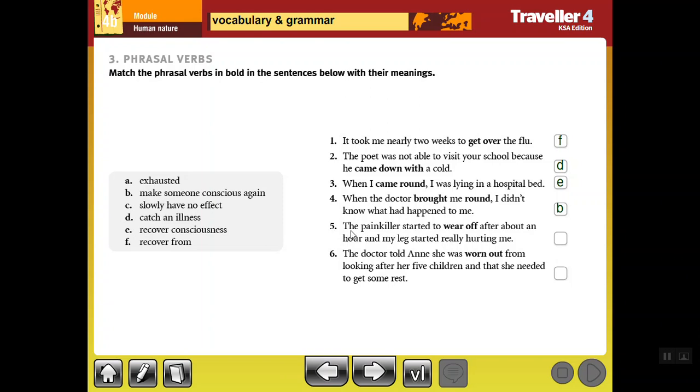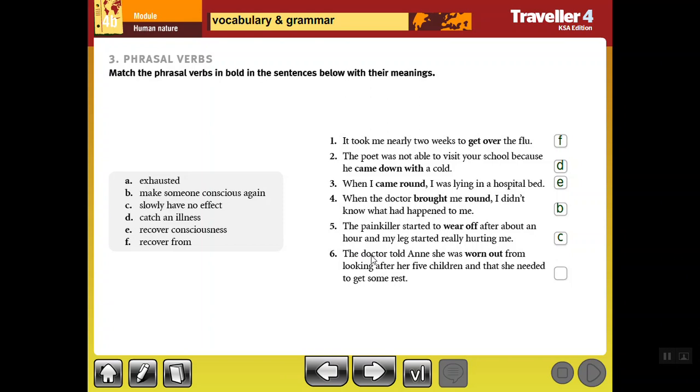Number 5. The painkiller. Yes, painkiller like Panadol. These are painkillers. The painkiller started to wear off after about an hour, and my legs started really hurting me again. Wear off means slowly have no effect. So if you take a painkiller and after some time you can feel the pain again, you say the painkiller started to wear off.